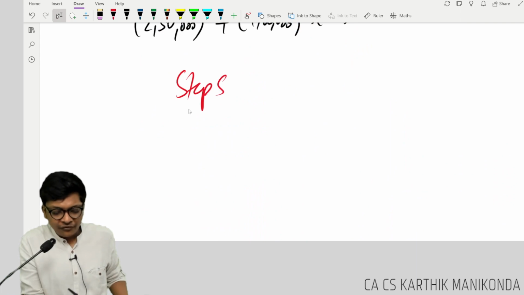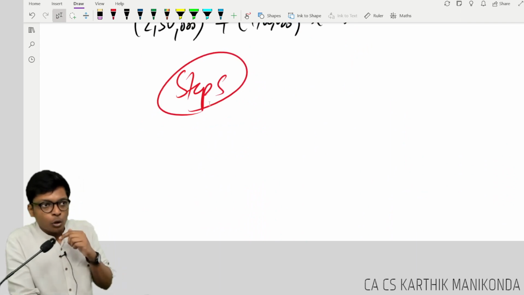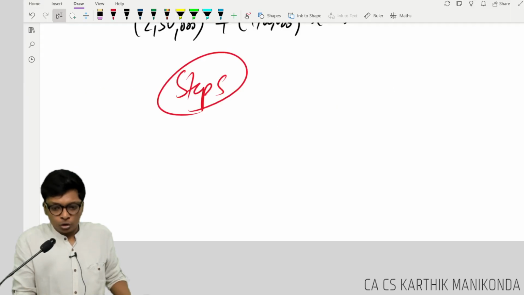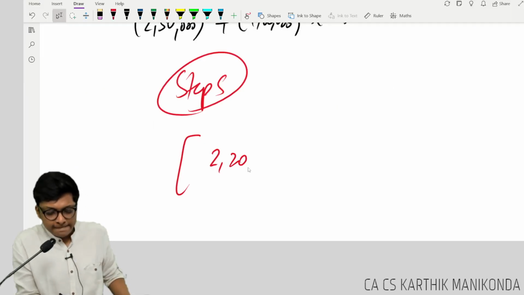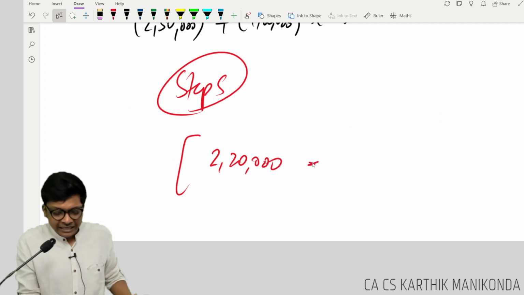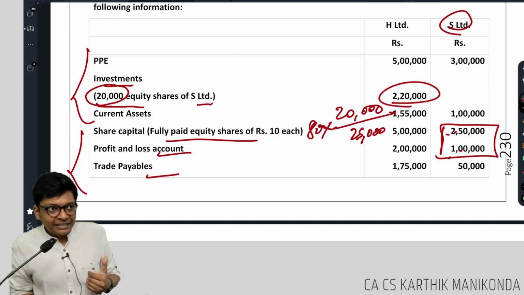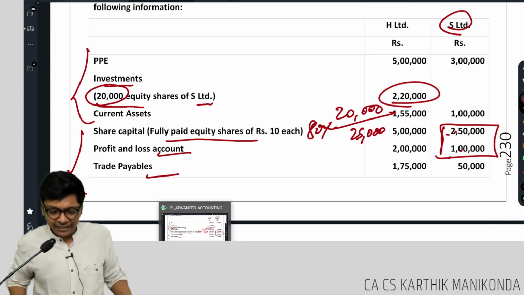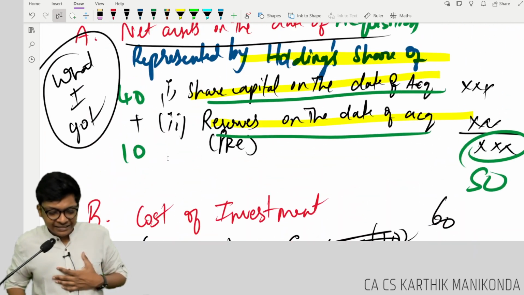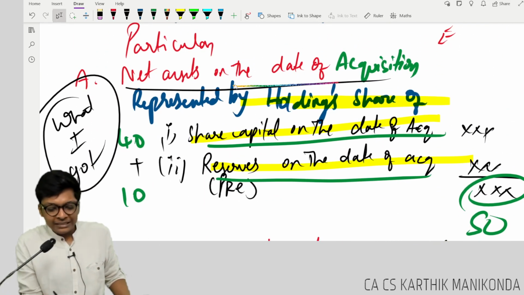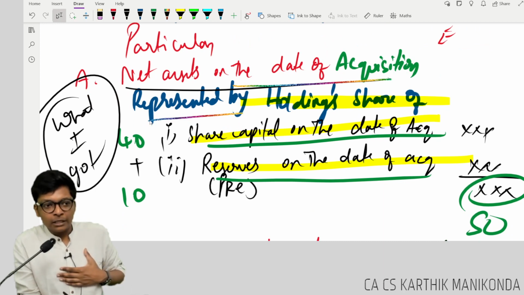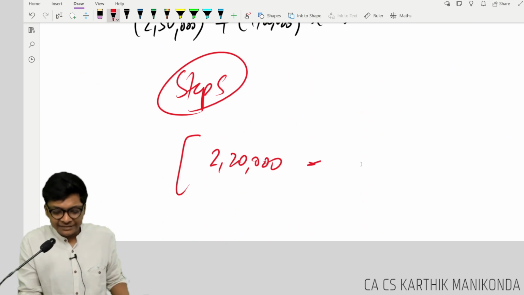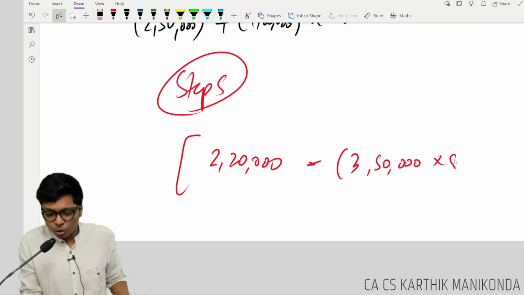Step number 5. Computation of goodwill or capital reserve. What I paid versus what I got. Correct? What I paid in this question? 2,20,000. So I will write, I am sharing the answer directly guys. 2,20,000 is my cost of investments against what I got. What is the net asset on the date of acquisition? Net assets 3,50,000. Correct? But go to the step and read the English carefully. Net assets on the date of acquisition represented by holding share. I can't take it fully. What is the holding share? 80%. Therefore, minus 3,50,000 into 80%.